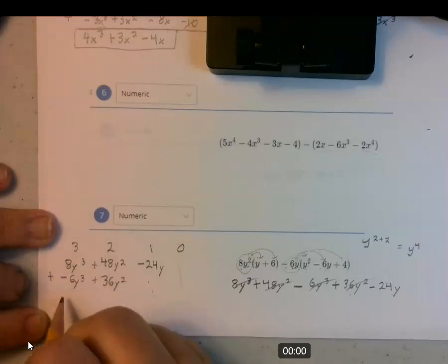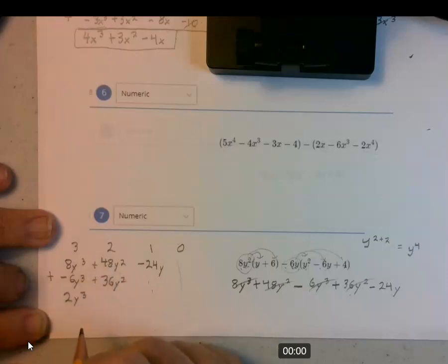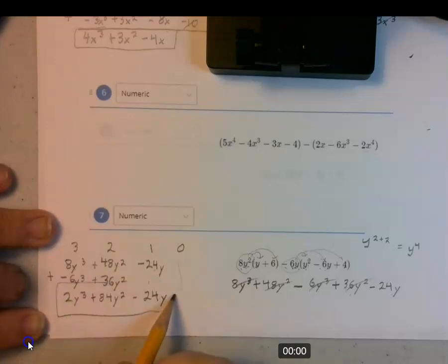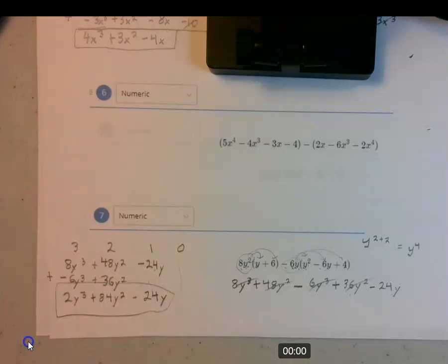Okay, so 8 minus 6 is 2y to the 3rd. Add these two numbers together, and you get 84. And that's the answer for that. Okay? But be sure you can do this on your own. Alright, let's keep going.